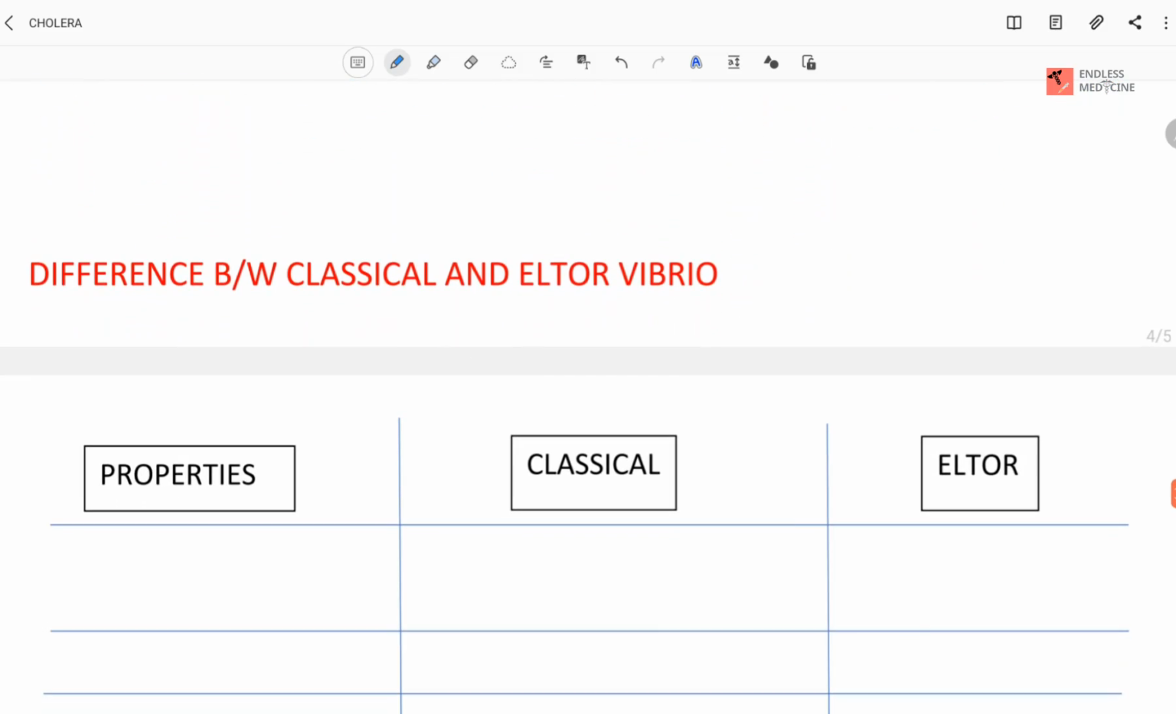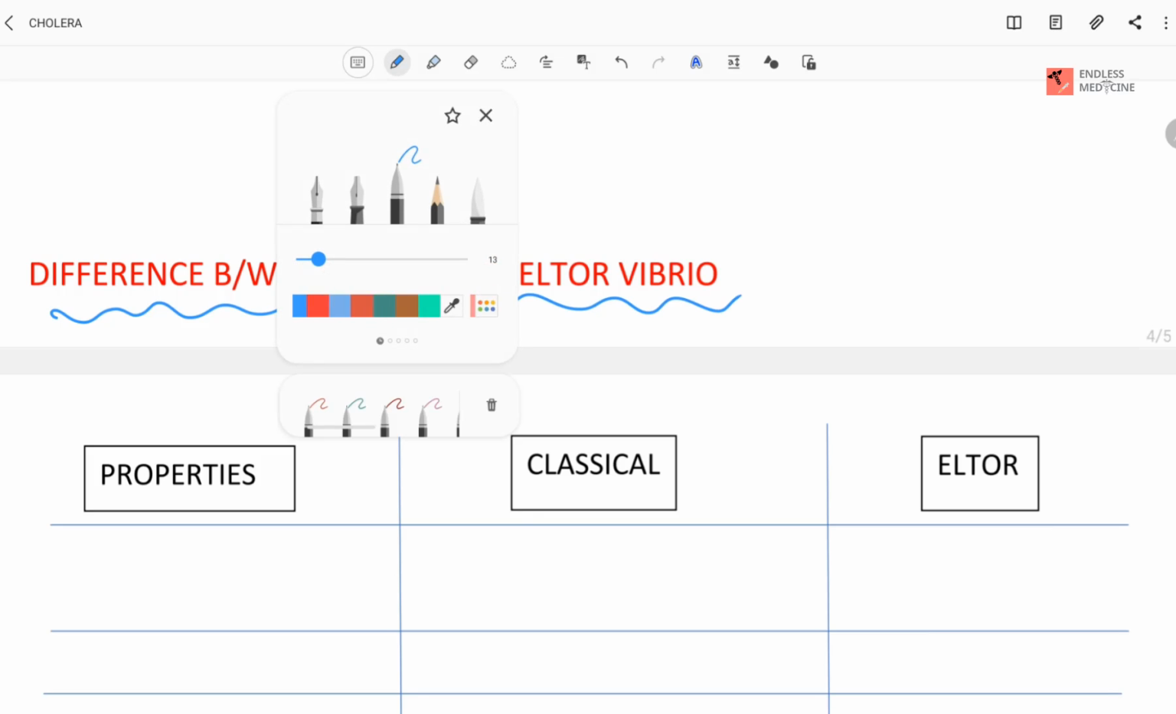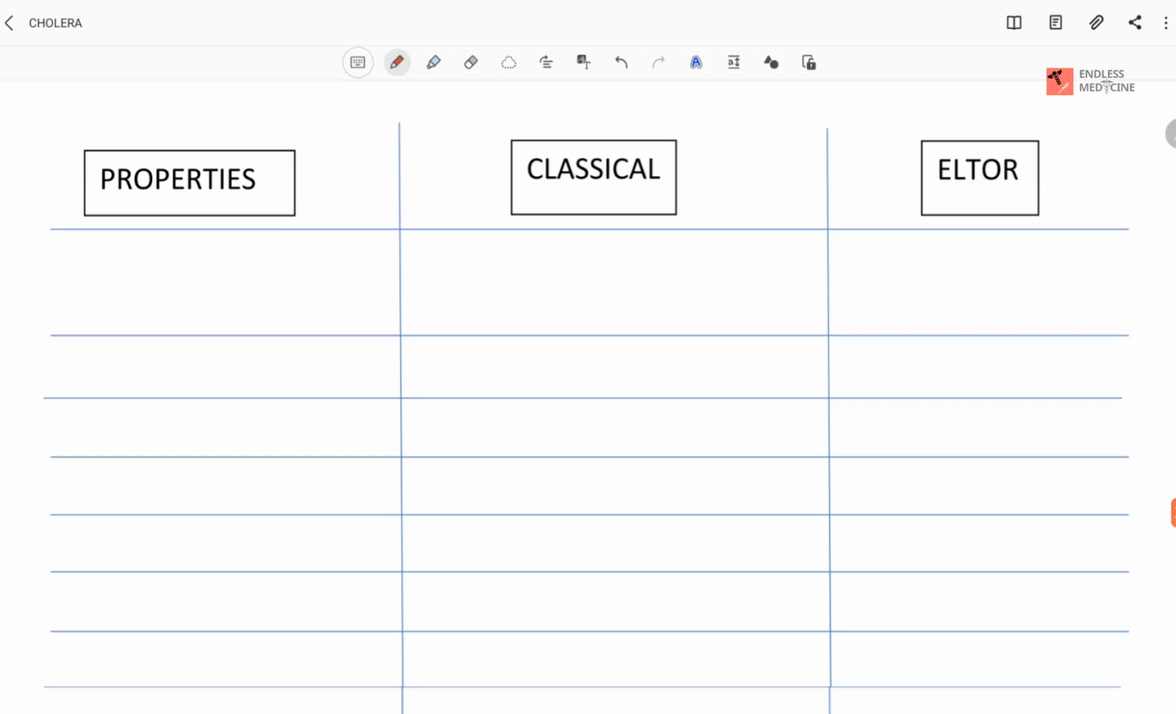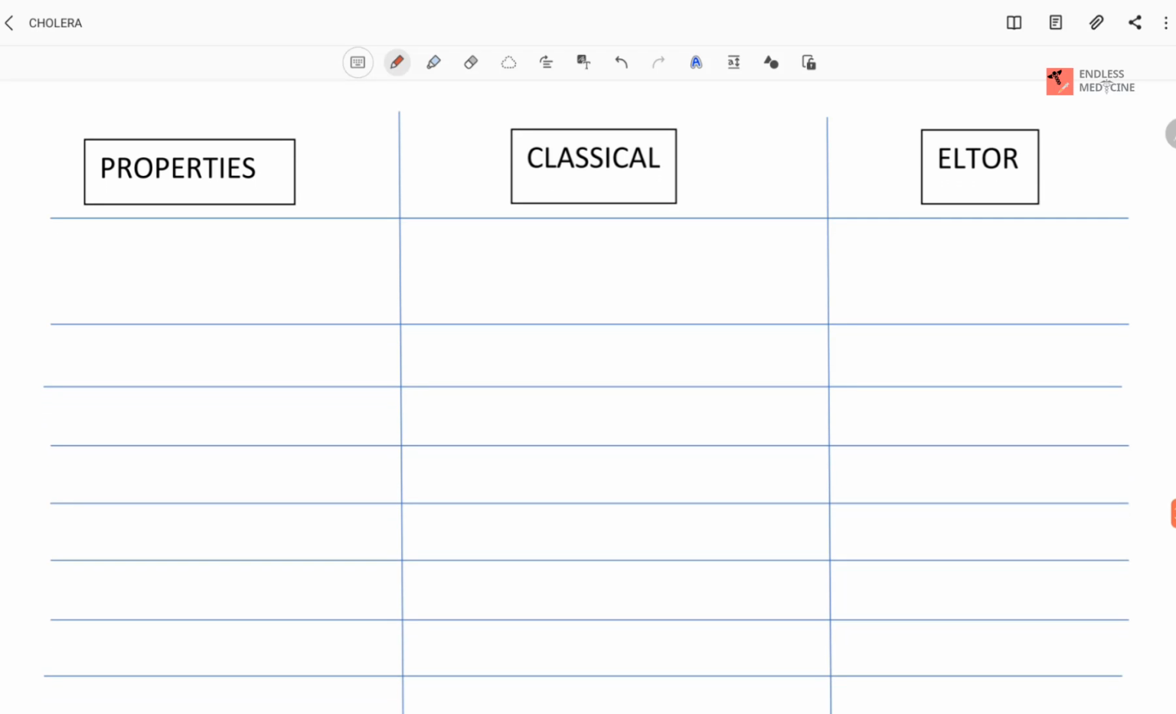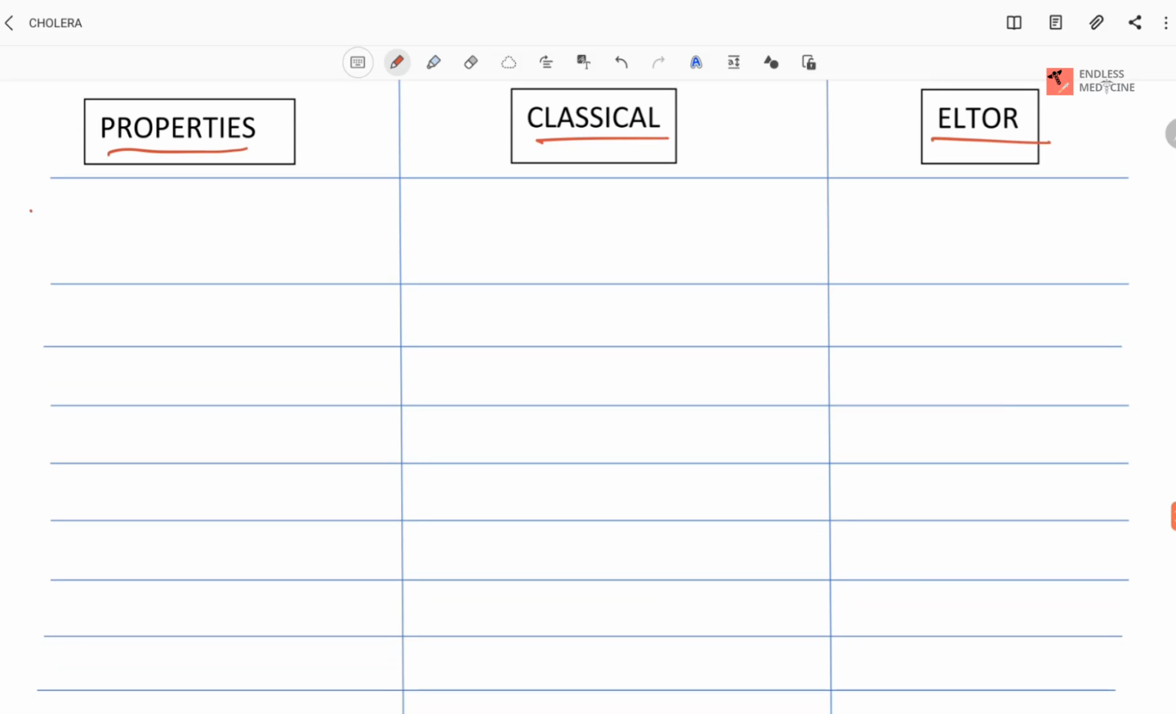Now come to the difference between classical and El Tor Vibrio. So first are the properties of classical and El Tor Vibrio. What is the first property? That is polymyxin B sensitivity.